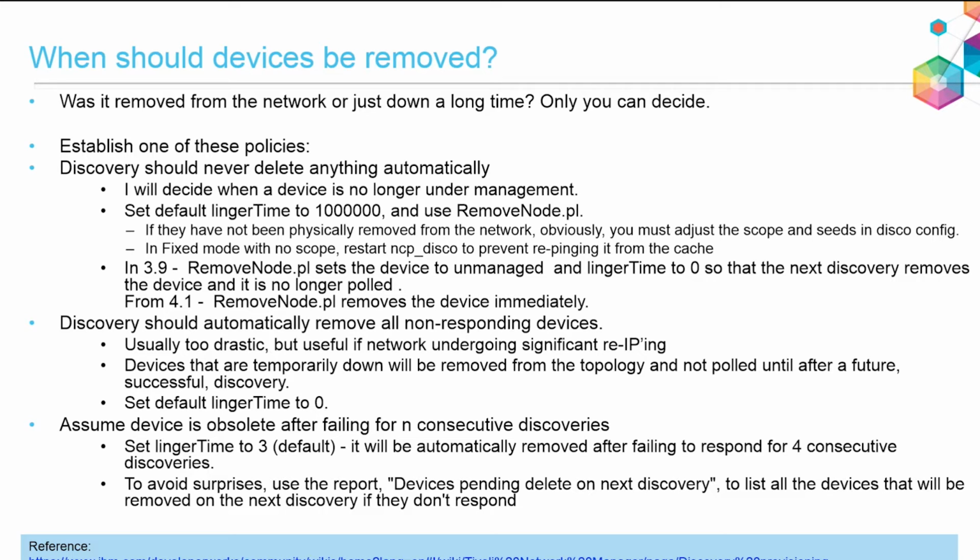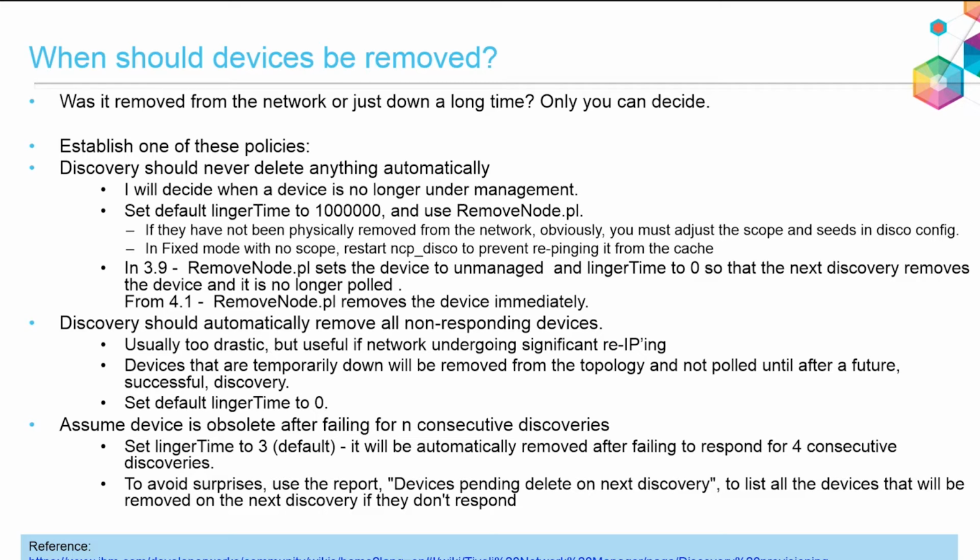Of course, you also have to be aware of if the device is still on the network and responding. Obviously, if it is and you've removed it, it'll just get rediscovered in the next discovery. So if it's still going to be on the network and you just don't want to manage it anymore, then you have to change the discovery configuration, adjust the scope and the seeds so it doesn't.